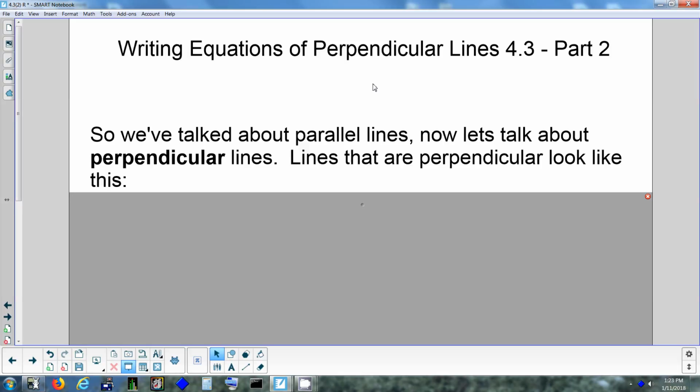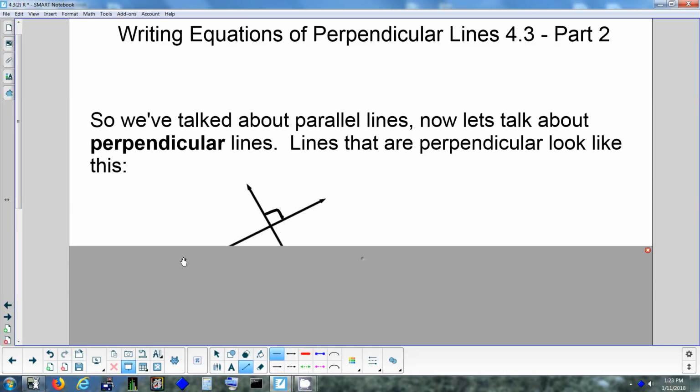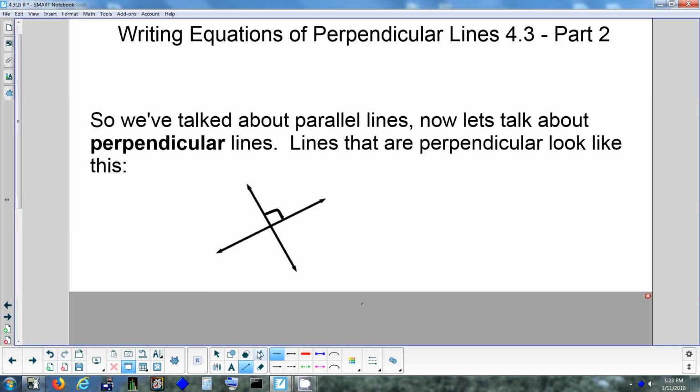All right. So, guys, we've already talked about parallel. Now we're going to talk about perpendicular. Does anyone know what perpendicular lines look like or what happens? They cross. When they cross, what is formed? What kind of an angle? A right angle. Good. So when they intersect, they form a right angle.